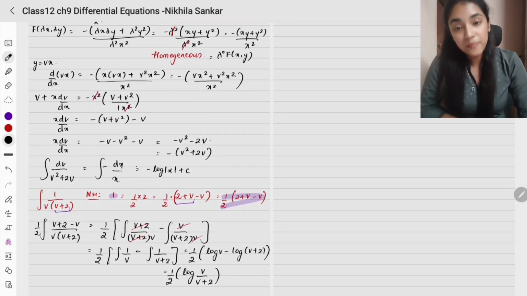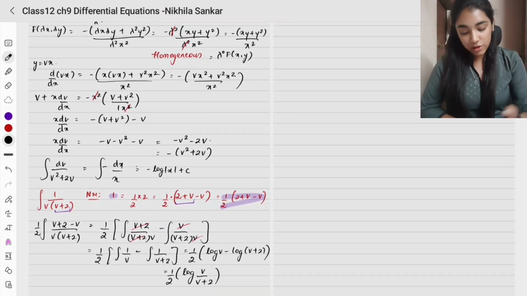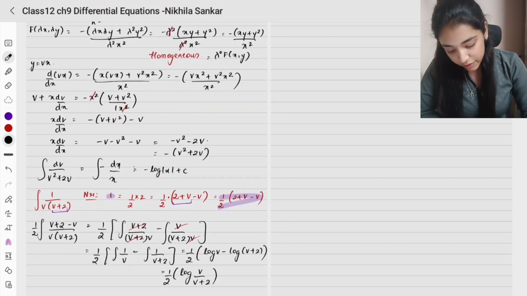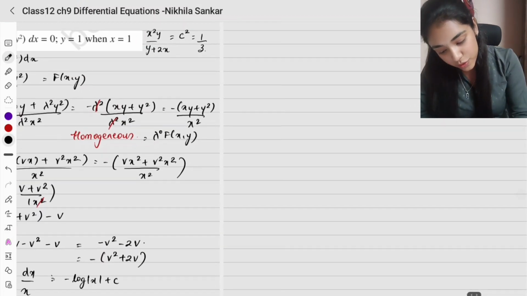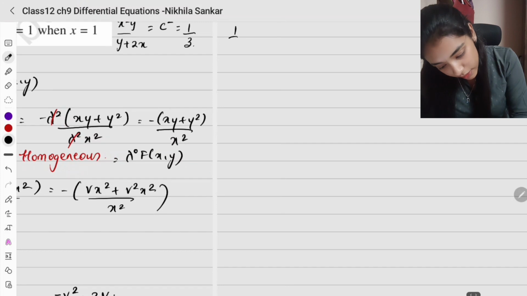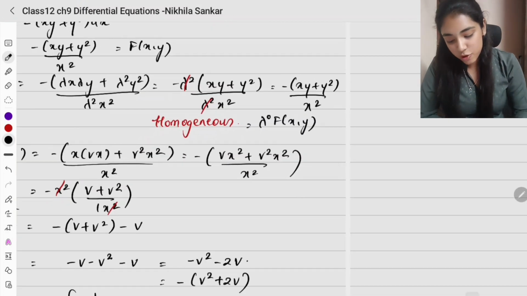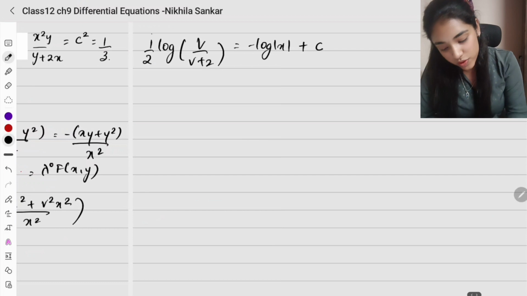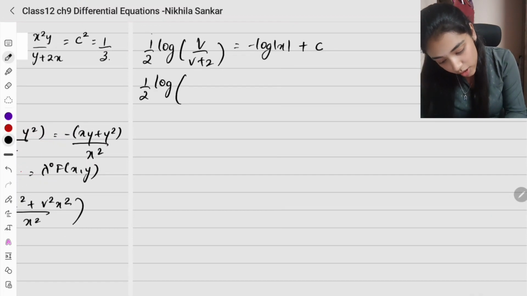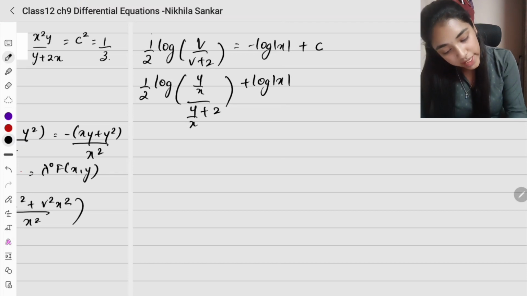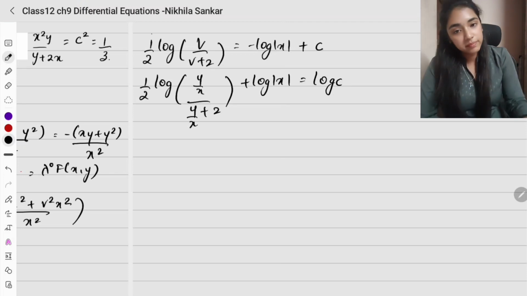இப்போ right hand side ஓட combine பண்ணி general solution எழுதிட்டு particular solution கண்டுபிடிக்கணும். So what is it going to be? Left hand side is half log v by v plus 2. So half log of v by v plus 2 equals minus log mod x plus c. இப்போ v க்கு substitute பண்ணலாமா? v க்கு நம்ம என்ன போட்டோம்? y by x போட்டோம். So அது போட்டா half log y by x divided by y by x plus 2 plus log mod x equals log c.